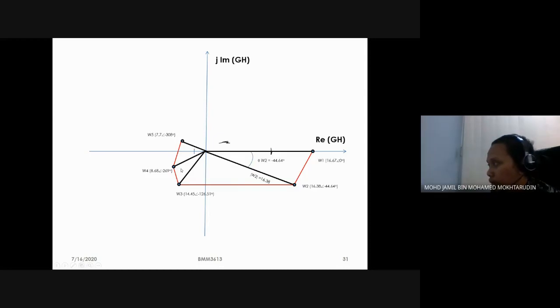So most students in previous semester, they did the black lines but did not connect the points. So they lost half of the marks, maybe, okay? I don't remember. Because you don't plot Nyquist, so you are basically wrong lah, okay? So this red line is Nyquist, okay?